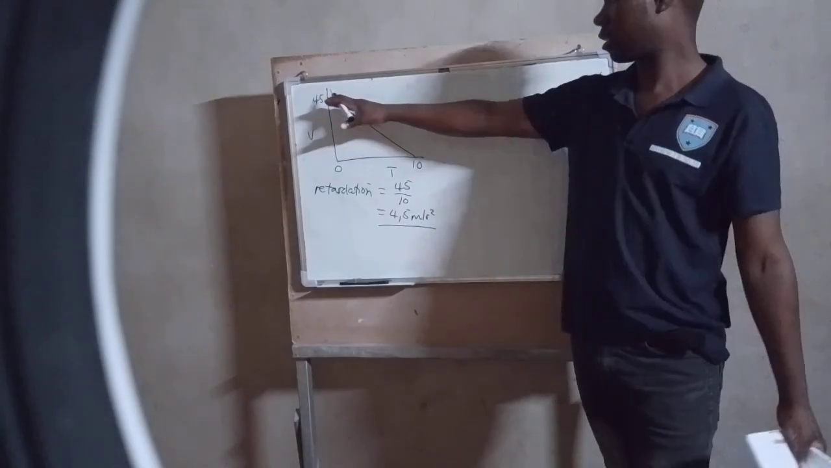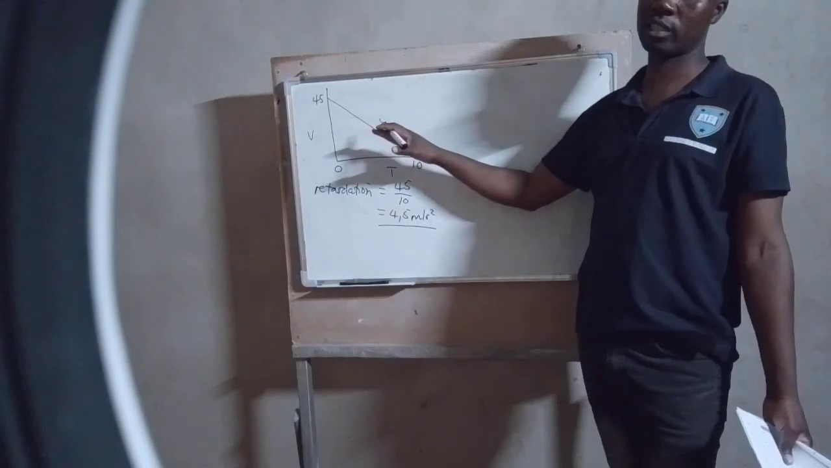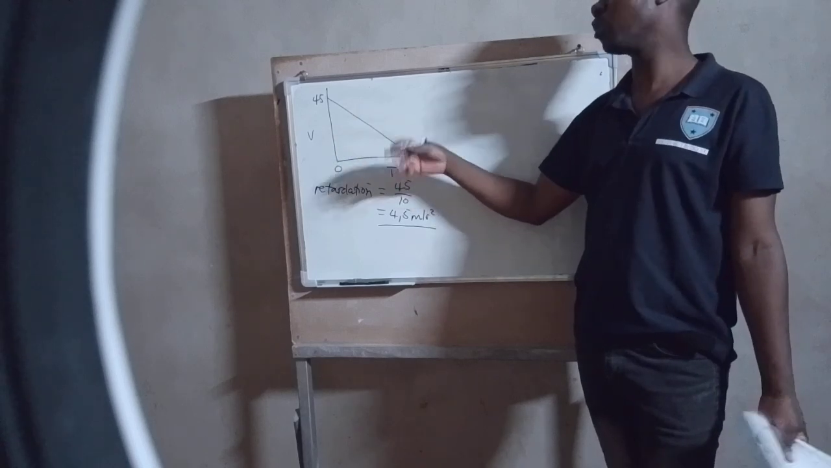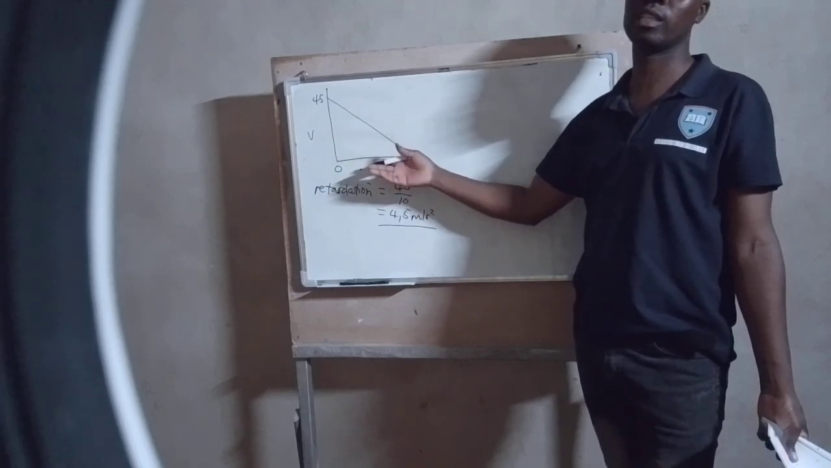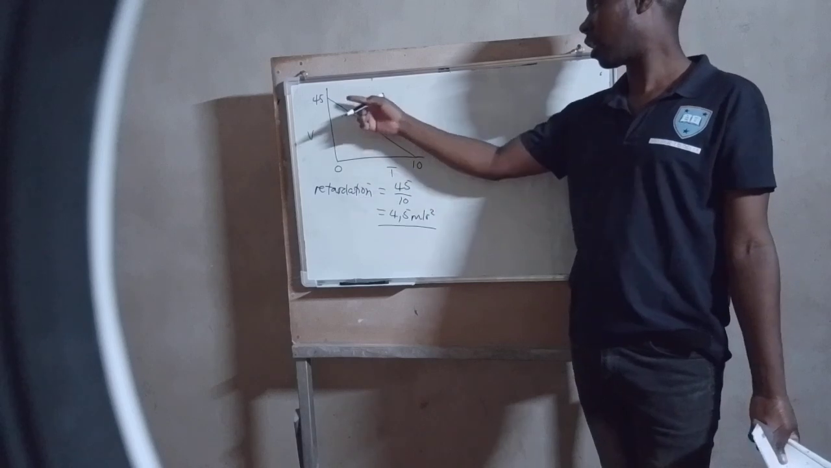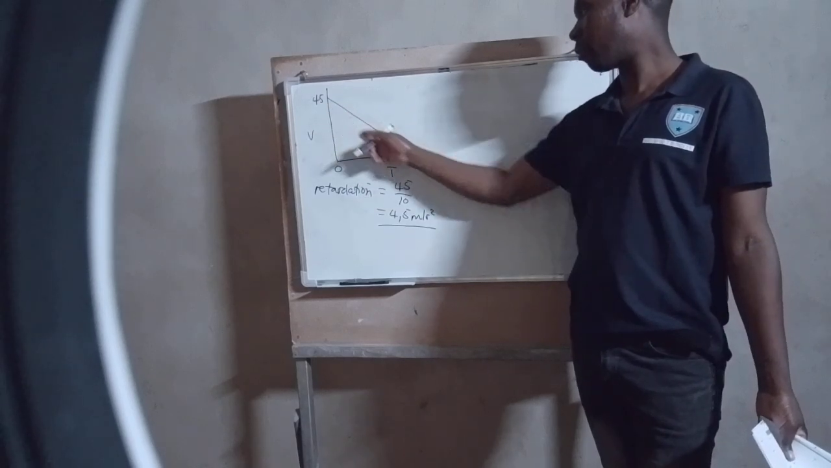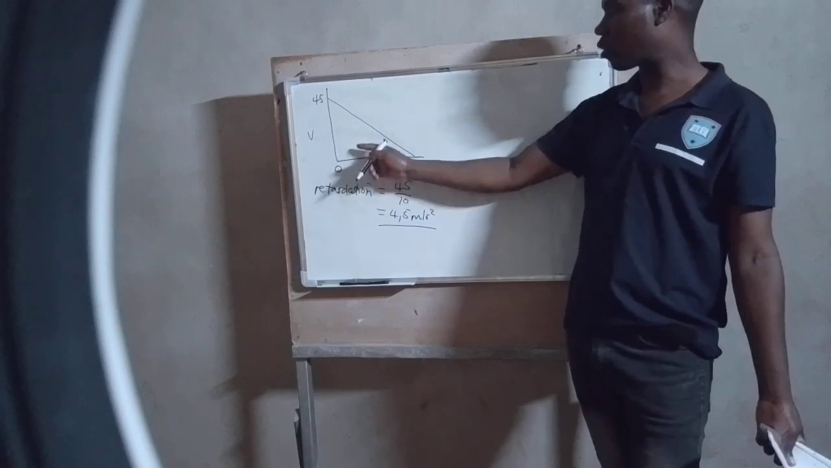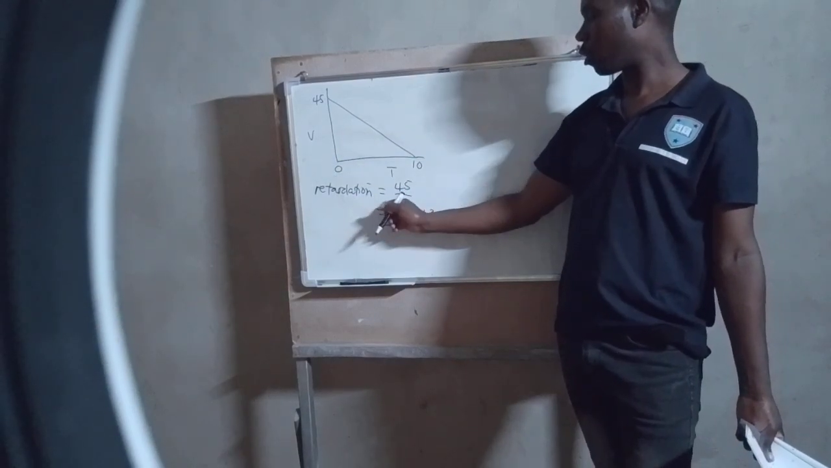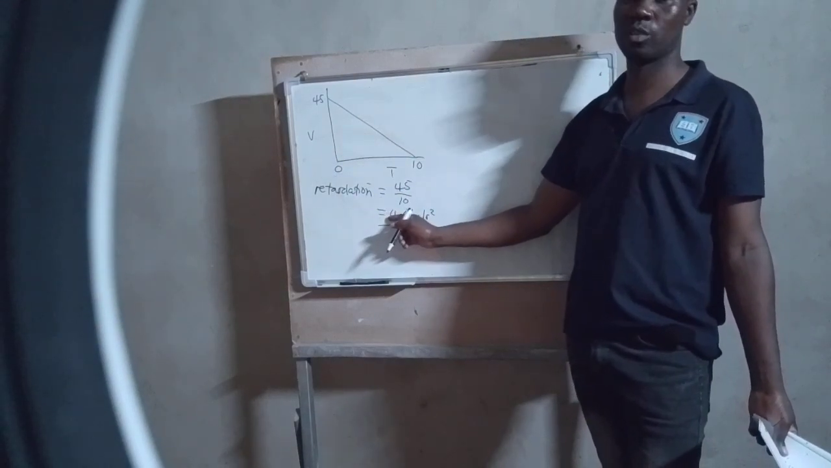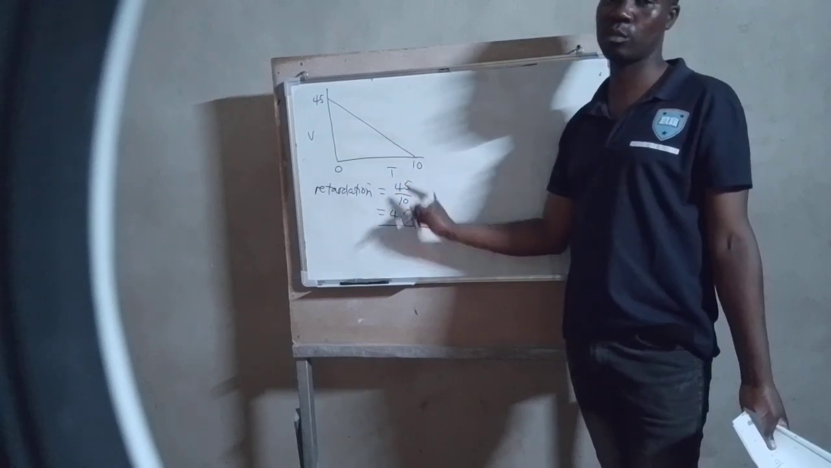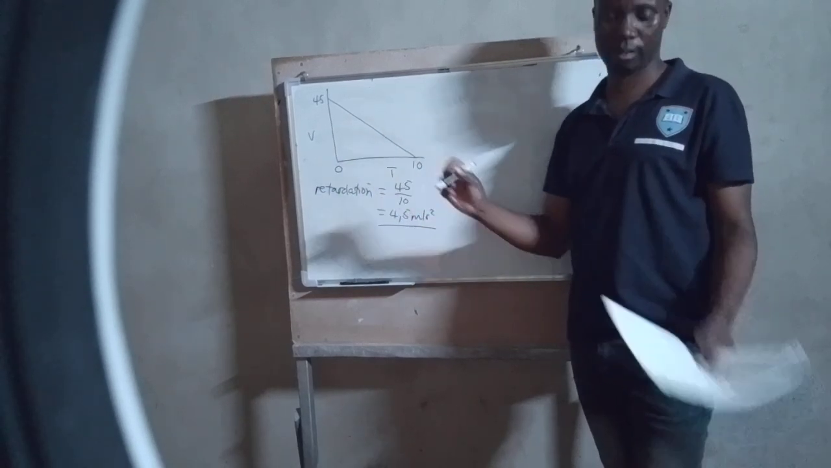Now, when you are asked to calculate the acceleration of this moving object, the gradient or the slope of this line simply shows that this is a negative acceleration. So if you are asked to calculate acceleration from a speed time graph, you calculate your acceleration, but remember to put a negative on your answer because it's negative acceleration. The car is reducing speed, or the car is retarding. Thank you.